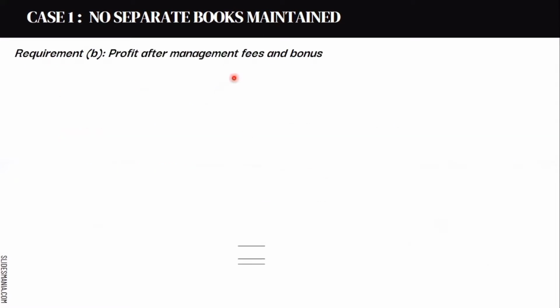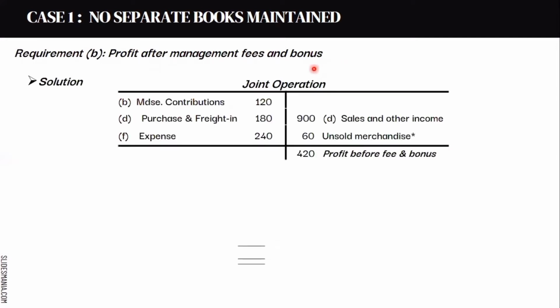Now we will compute for profit after management fees and bonus which is requirement letter B. So dito, gagamit tayo ng T account ng joint operation account. Kaya sabi ko sa inyo kanina, natandaan ninyo yung T account because we will use it here. So sa debit side, meron tayong merchandise contribution na 120 pesos. Yan yung kinontribute ni B kanina na inventories. And then purchases and freight-in na 180 pesos. And then expenses na 240. Pagdating sa credit side, meron tayong 900 pesos na sales and then 60 pesos na unsold merchandise.